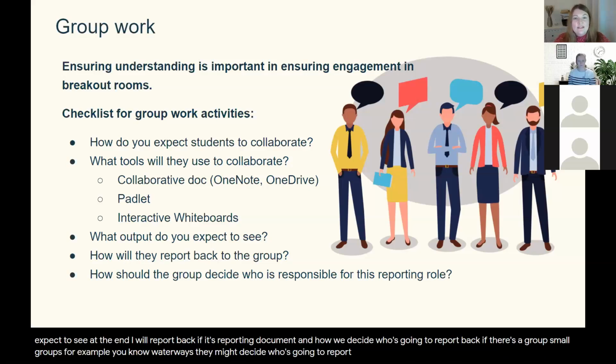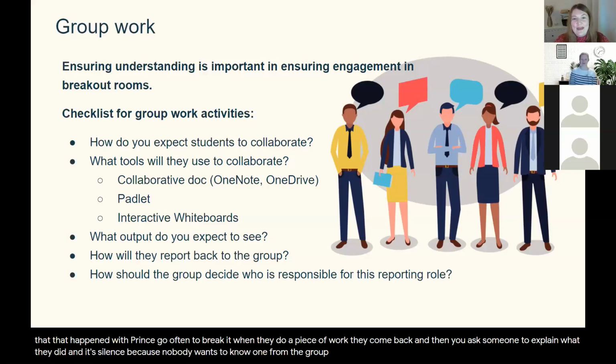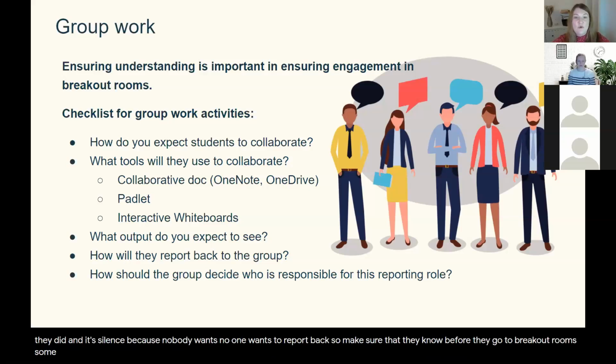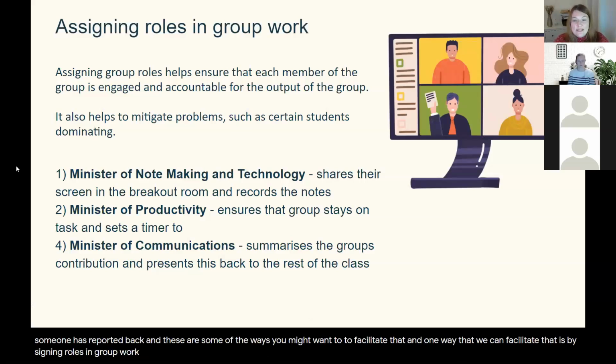Because again, I'm sure we've all had that happen where students go off into a breakout room, they do a piece of work, they come back, and then you ask someone to explain what they did, and it's silence because nobody wants to, no one from the group wants to report back. So making sure that they know before they go to breakout rooms, someone has to report back, and these are some of the ways you might want to facilitate that. And one way that we can facilitate that is by assigning roles in group work. Assigning roles can really help to mitigate problems.